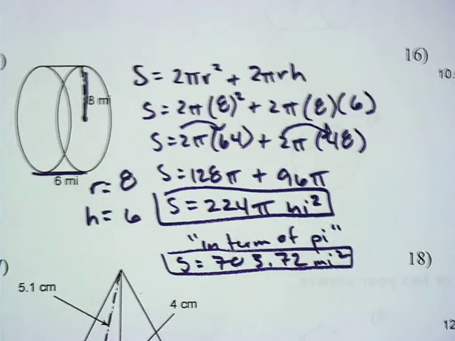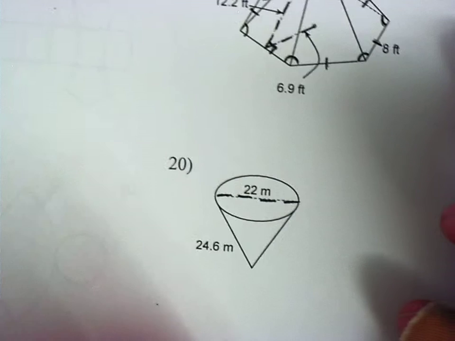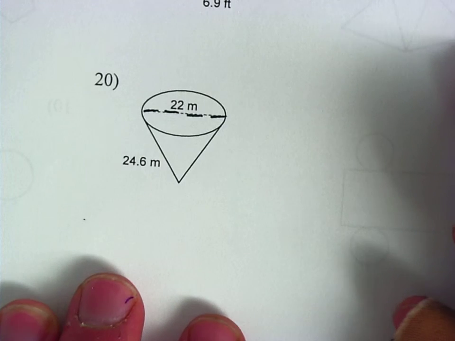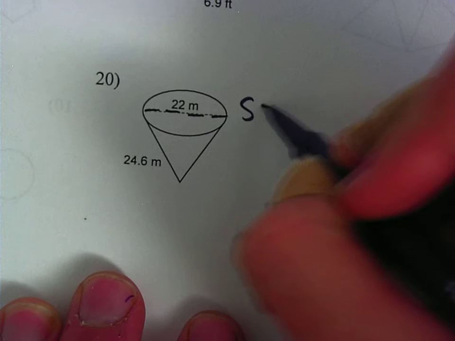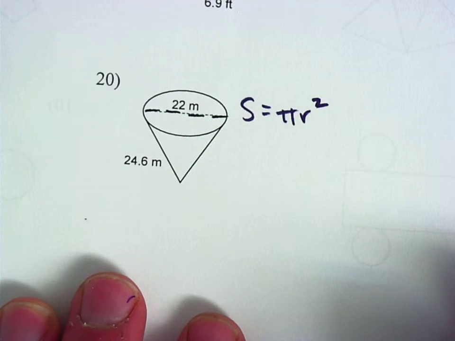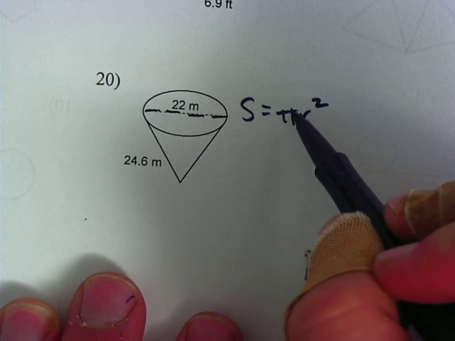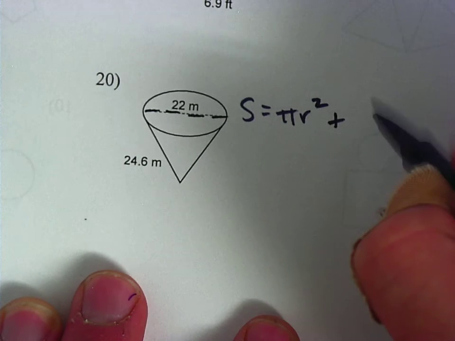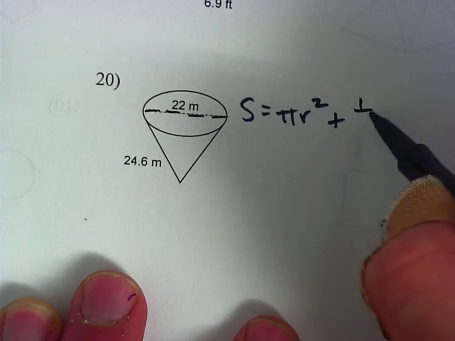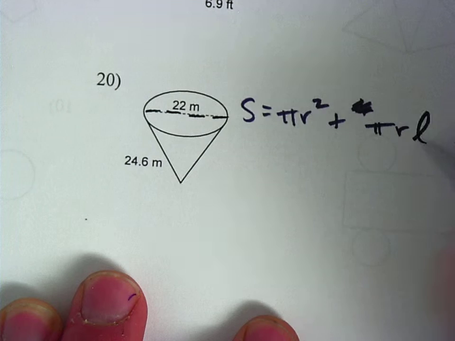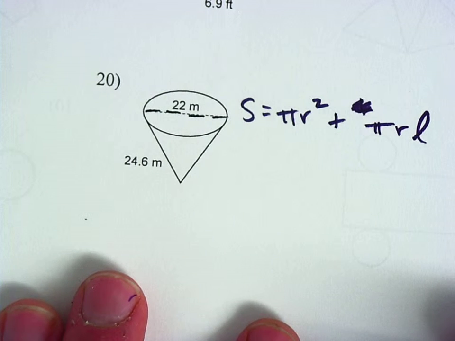So move down here to number 20. So for number 20, we're doing a cone. The cone's a little different. Instead of 2 pi r squared, we just have pi r squared. That's because we only have one circle. Plus just 1 pi r l, the slant height. Pi r l, the slant height.